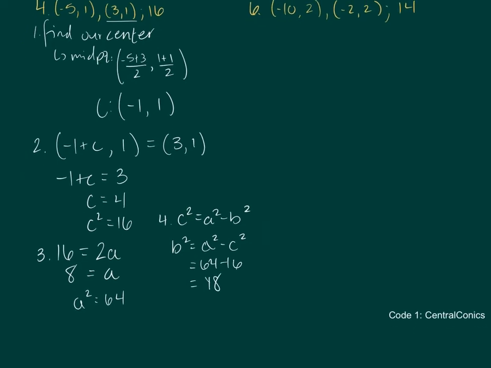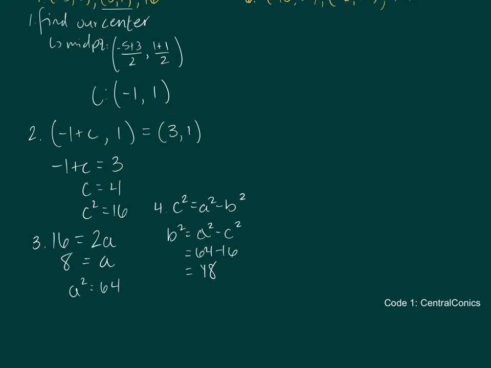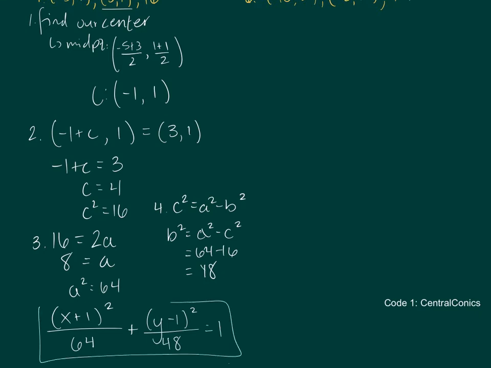And so my answer is going to be (x + 1) squared over 64, right? Because since I added c to the h value of my center, that means that my major axis is horizontal, plus (y - 1) squared over 48 is equal to 1. And this is my equation.